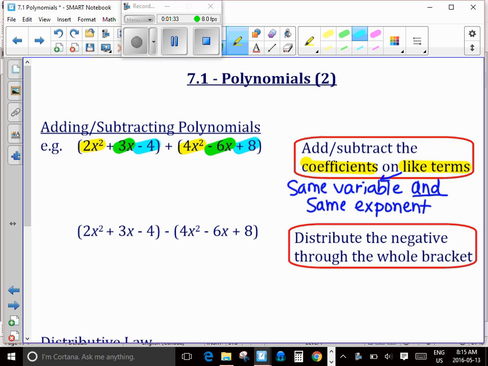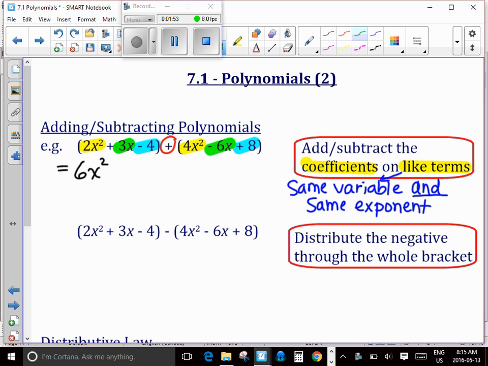Now, because it's an adding in between the two brackets, that means I can just go ahead and start combining by adding the coefficients on the like terms. So I'm going to add the yellow terms first that I've highlighted. So I've got 2x squareds and 4x squareds, and I'm adding them together to get 6x squareds.